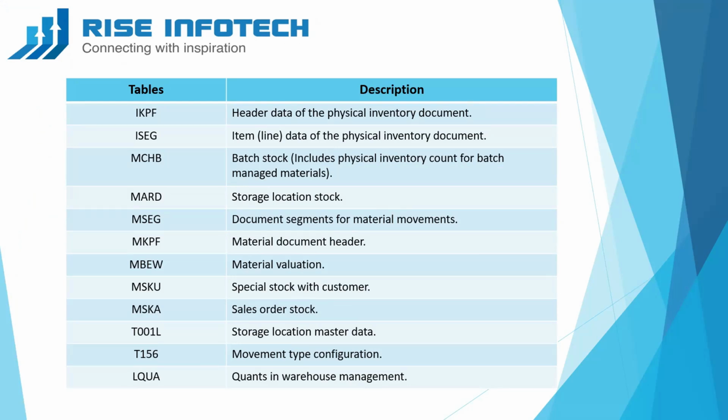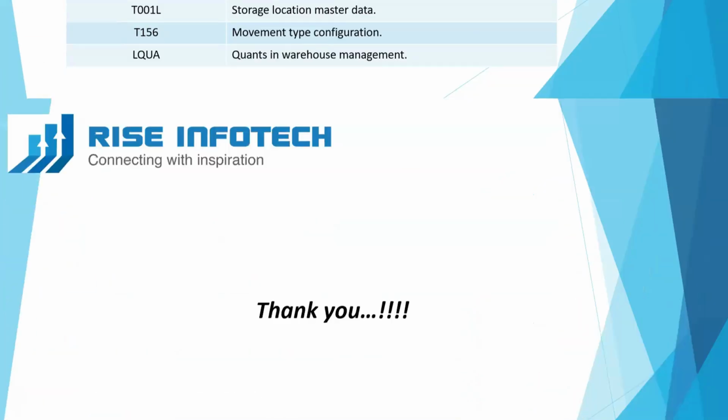MBEW is material valuation. MSKU is the special stock with customer. MSKA is the sales order stock. T001L is the storage location master data. T156 is the movement type configuration. LQUA is quants in warehouse management. These are the tables.